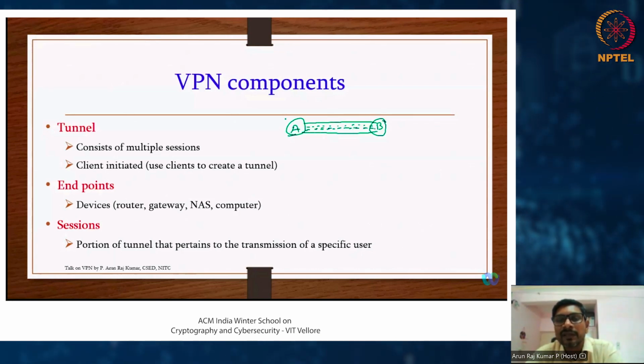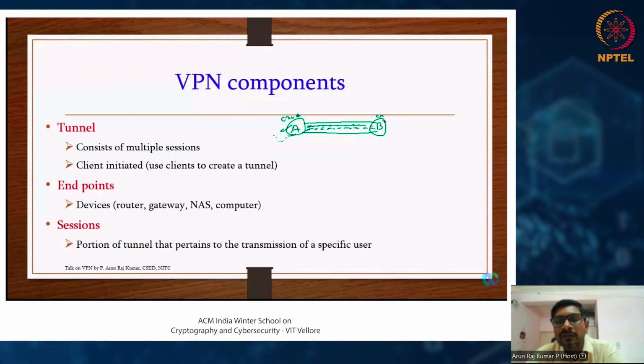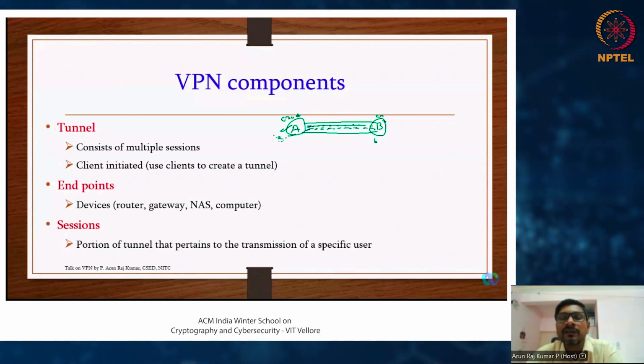This is something like Cisco Office A and Cisco Office B. Inside Cisco Office A, there could be multiple employees. Everyone will create multiple sessions inside one tunnel and communicate through it. One specific portion of a tunnel that is pertinent to one user A and one user B, we call it a session. And the collection of all the sessions together is called the tunnel.